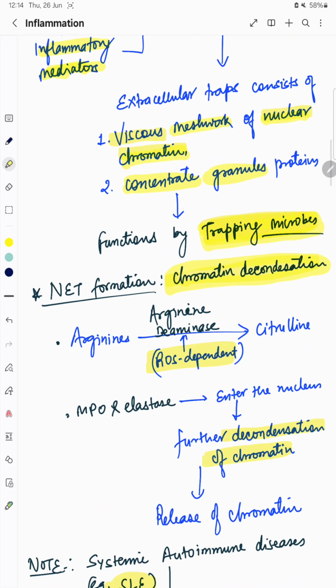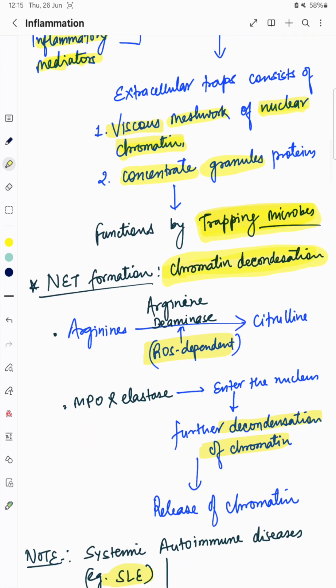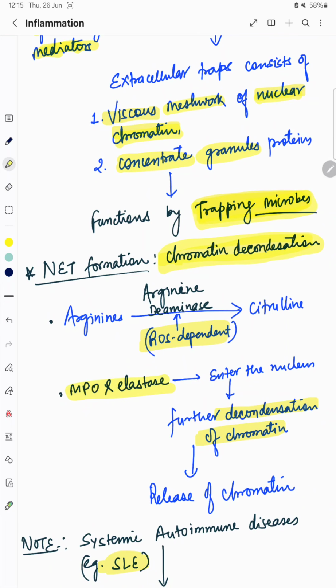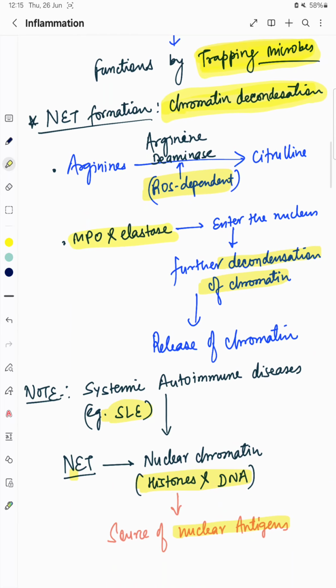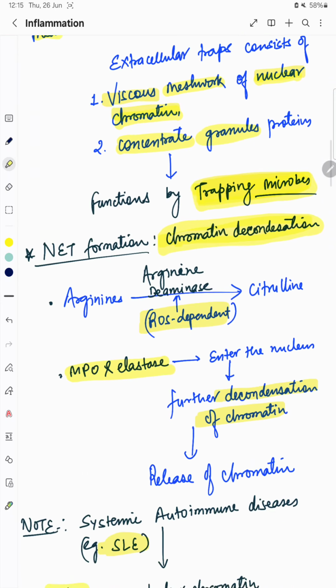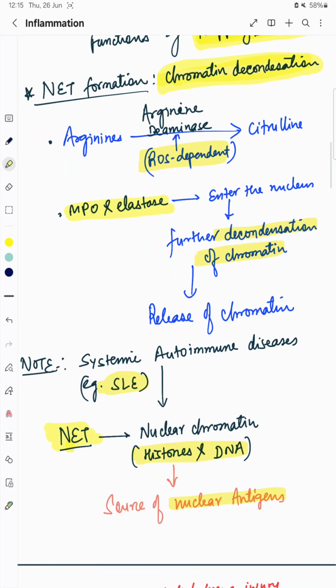Net formation is via chromatin decondensation. So arginine deaminase converts arginine into citrulline, and MPO and elastase then enter into the nucleus and cause further decondensation of the chromatin, and this helps in releasing the chromatin outside the cell to trap the microbes. Next, the neutrophilic extracellular trap is seen in SLE, a systemic autoimmune disease, in which this is a source of nuclear antigen.